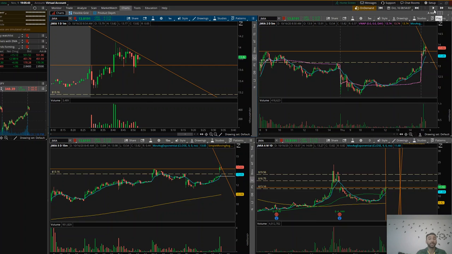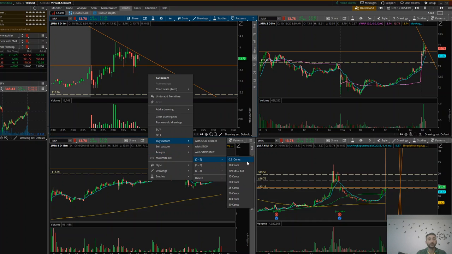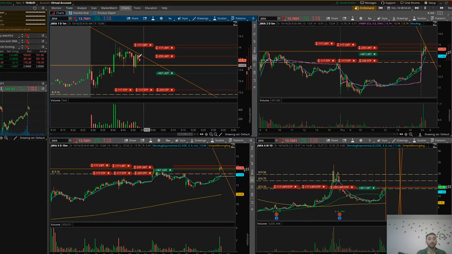Now how to enter into it, that's the part. So as soon as I know this is holding support, what I'm going to do is get my orders ready. So I'll first look at how much is my risk. So about 30 cents. Okay, so I'm gonna go here. I'm gonna buy, 30 cents risk. I already have my templates created. I have made a video on how to do that. So I have not put orders yet. I'm just getting it ready.